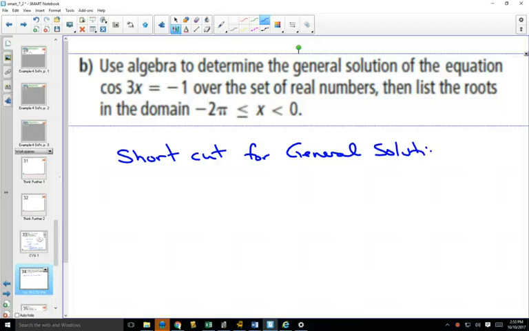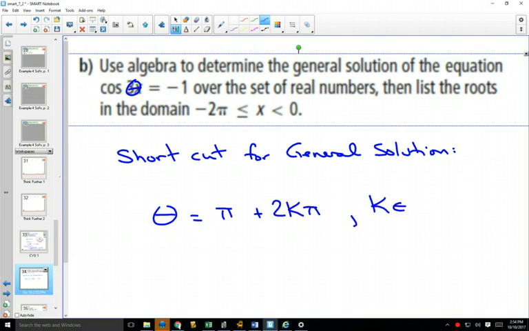The way the shortcut works is similar to what we've been doing all the time, is imagining if this was a general solution and that was just theta, what would you do? Well, you would say, is cos of theta ever equal to -1 on our unit circle? Yes. Where? At pi. So you would say theta equals pi, and that's the only one from 0 to 2 pi, and then you have to add 2k pi to that to write all the coterminal ones with pi, because it could be at pi and 3 pi and 5 pi and 7 pi and so on.